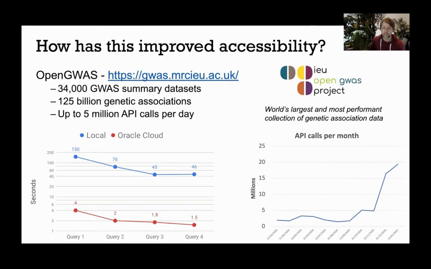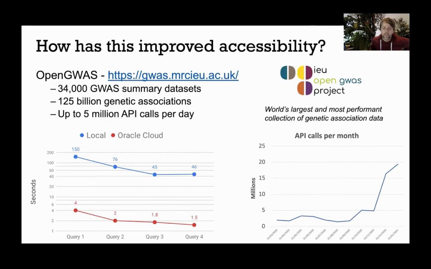And I guess the big question is, what has this provided us, and how has this improved the accessibility of this data set? We're now providing this through a platform called OpenGWAS here at University of Bristol. We have over 34,000 data sets, currently around 125, 130 billion associations, and an increasing number of API calls per day, sometimes up to 5 million or so.